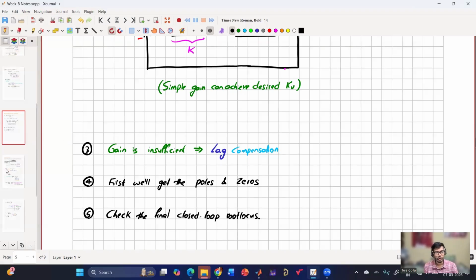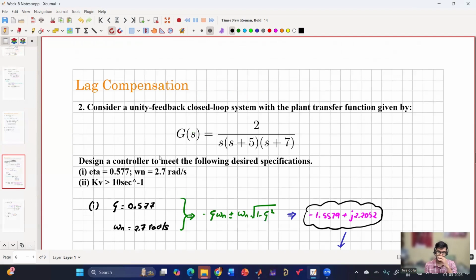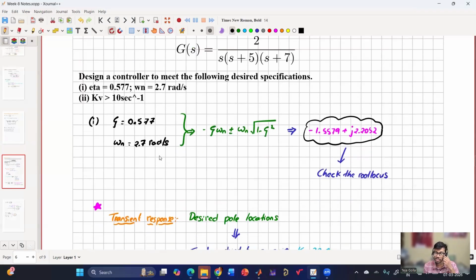Okay. So coming to our question, this question is a little bit tricky. Why? Because I have given both the transient requirements as well as the gain requirements, I mean the steady state error requirements. But the transient requirements don't need a lead compensation because a simple gain K is making sure the root locus passes through the closed loop poles.